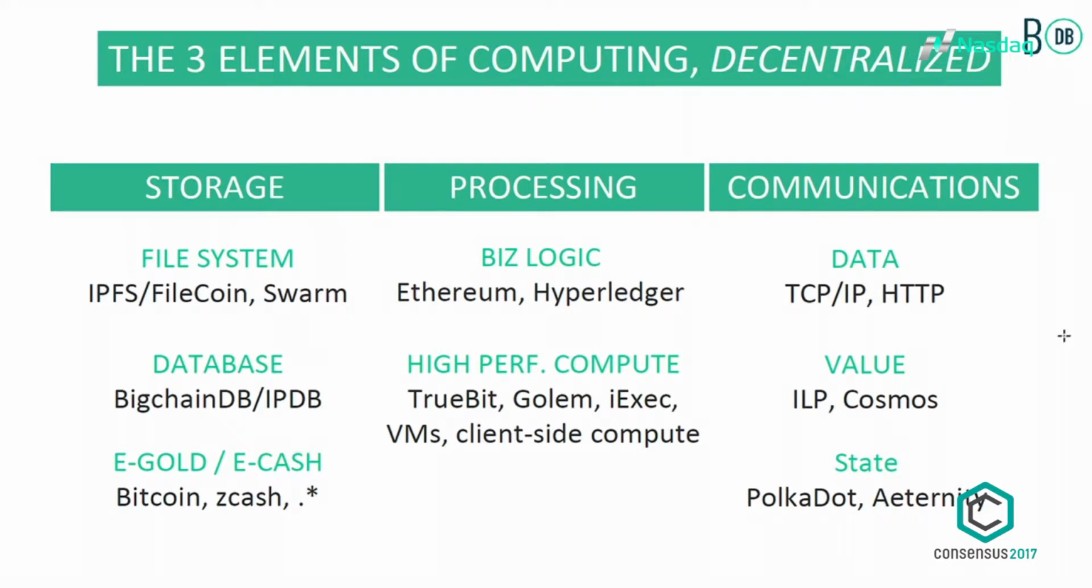Swarm, and there are others. In the world of decentralized databases, this is what I spend my time on with BigchainDB and its public net, IPDB. And with eGold and eCash, there's Bitcoin. It's really about this store of value, or Zcash, and basically every other blockchain out there that has its own tokens. In business logic, for the processing side, decentralized business logic, this really is smart contracts. It's a better label, decentralized business logic.